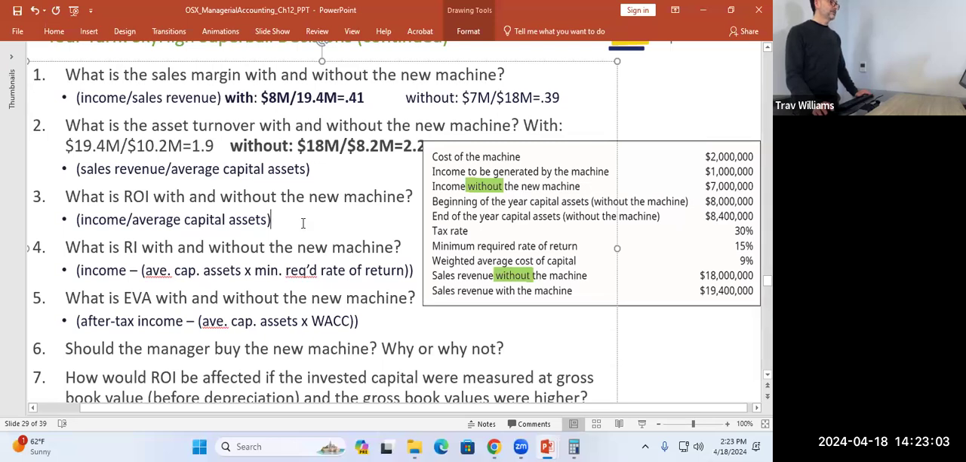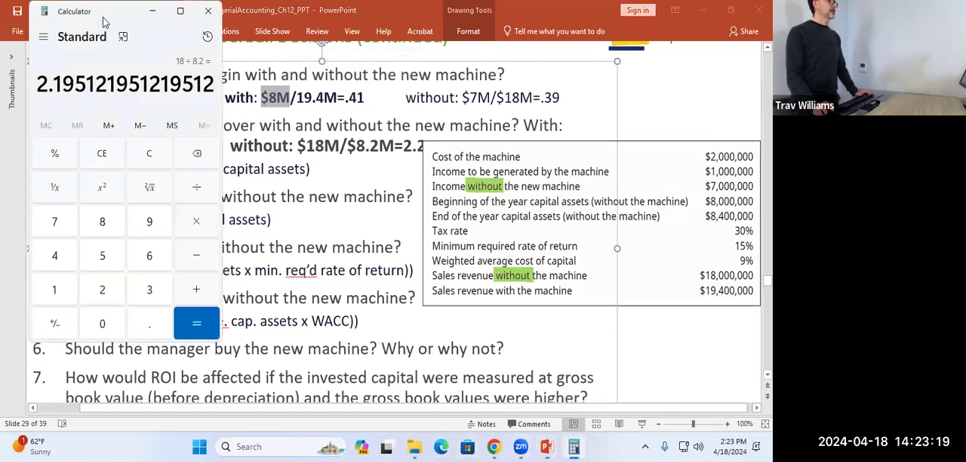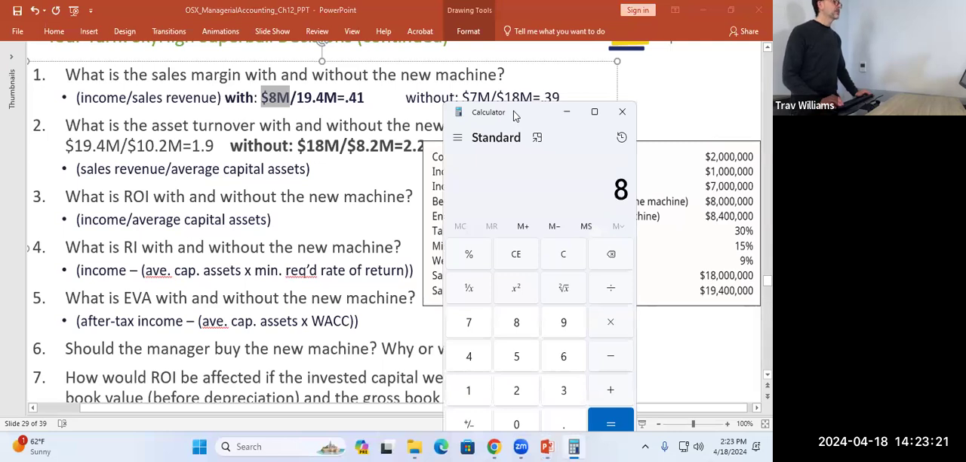Then ROI. Well, we could take sales margin and multiply by asset turnover, or we could just take income divided by average capital assets. Let's do that. It'll be a little more precise, probably, because of rounding. So 8 divided by 10.2, right? Because that was our income with the machine. That was our average capital assets with the machine. So we have an ROI with the machine of 78%.